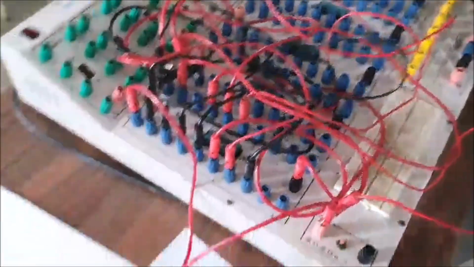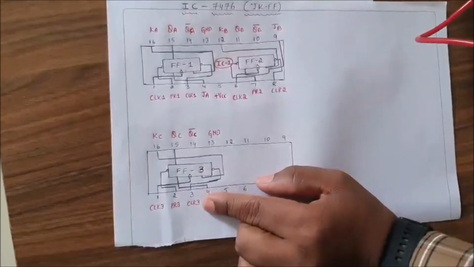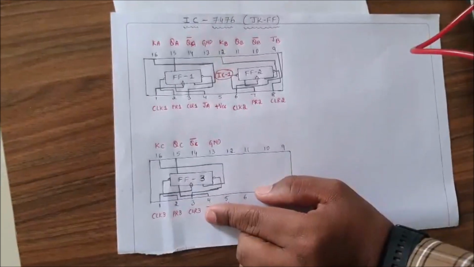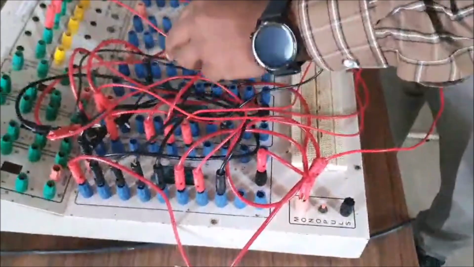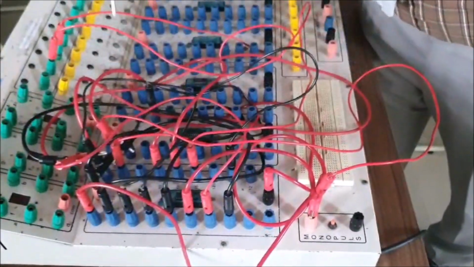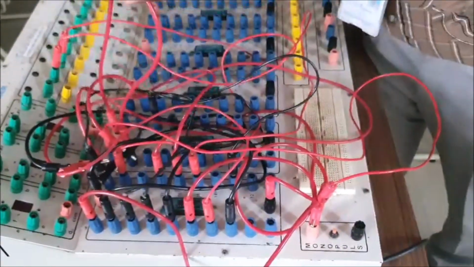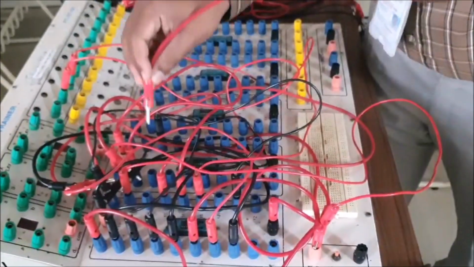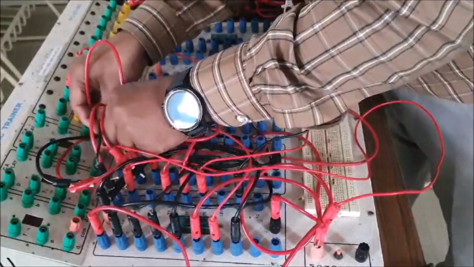Next we have the preset and clear connections. Preset is from the second pin and clear is from the third pin. Both preset as well as clear should be connected to the plus VCC of this respective IC. Now I will do the preset connection. One end of the patch cord is connected to the second pin. Another end is connected to plus VCC. Next I will do the clear connection. One end of the patch cord is connected to the third pin. Another end is connected to plus VCC.